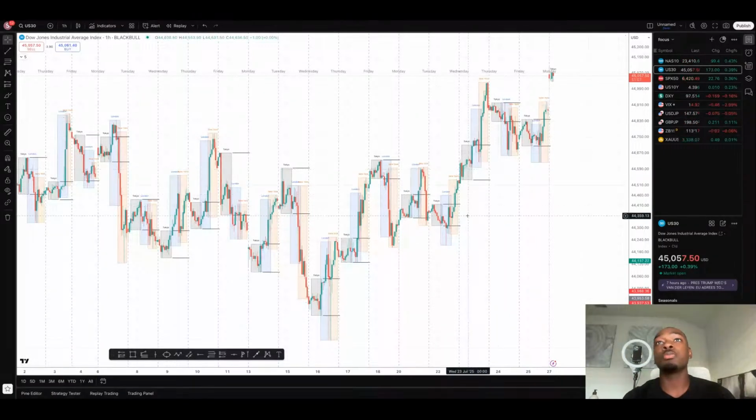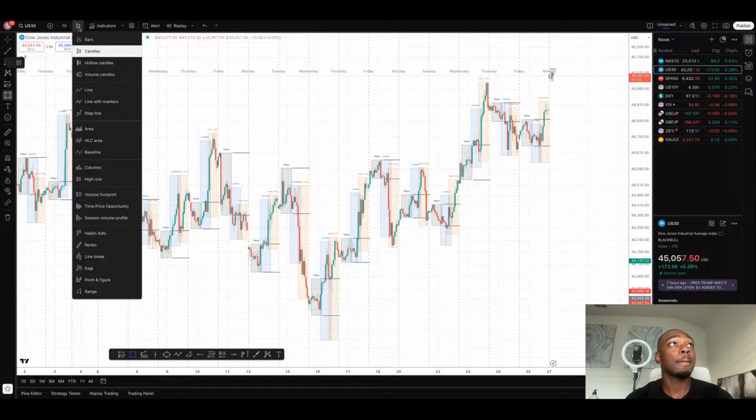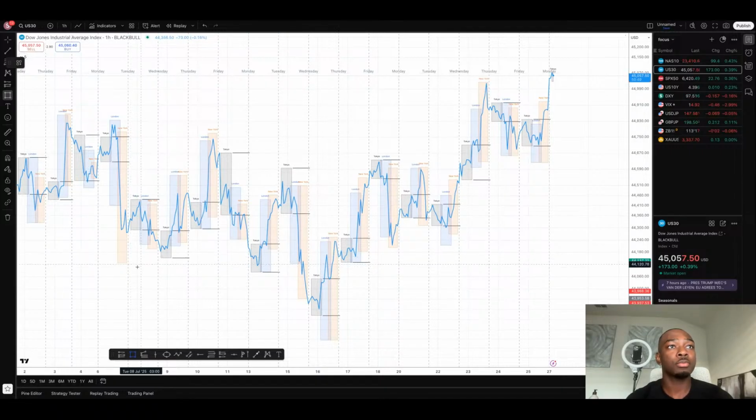First, we will mark out just a little bit about market structure. So I want to show the charts in a few ways. So we're looking at US 30 on an hour chart. Let's look at support and resistance. So first, move this to a line graph. Let's mark out different levels of support and resistance. I'm going to show you how volume is key.